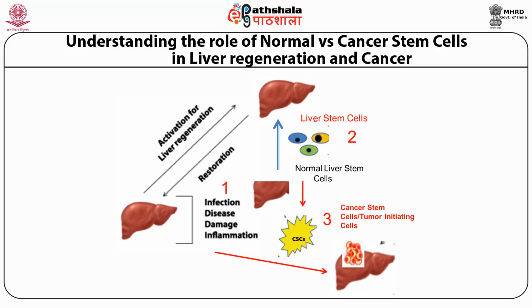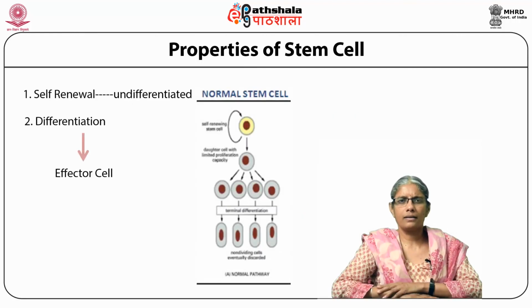To understand this, we need to first understand how the normal stem cells divide, and this is shown in the next slide. Let us now understand the properties of the stem cell. The two hallmark features of any normal stem cell are the properties of self-renewal and differentiation. Self-renewal means they are capable of dividing and renewing themselves for a long period, and at the same time retaining their unspecialized stem cell characteristics.